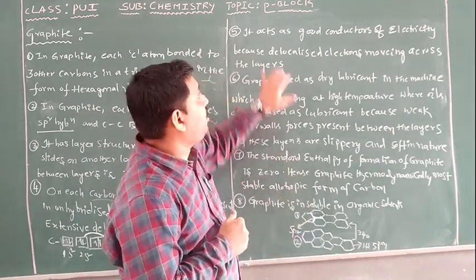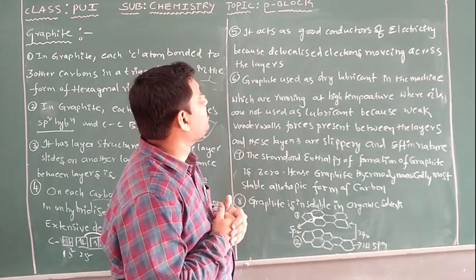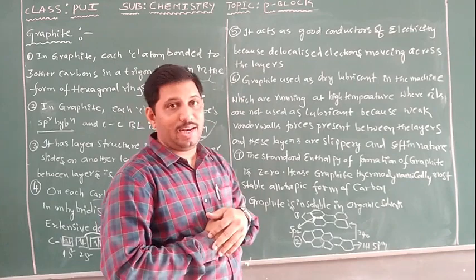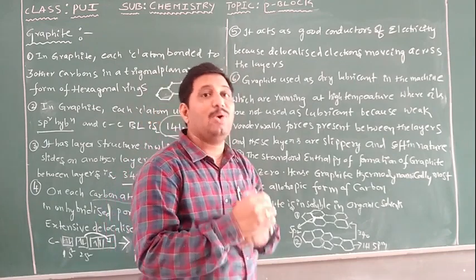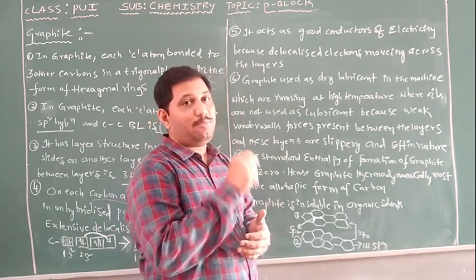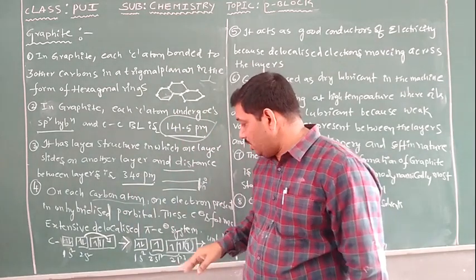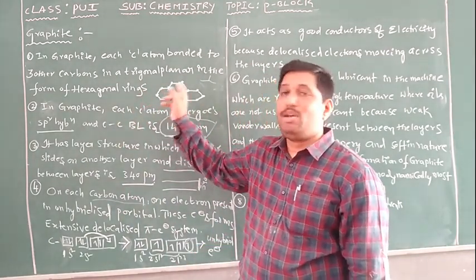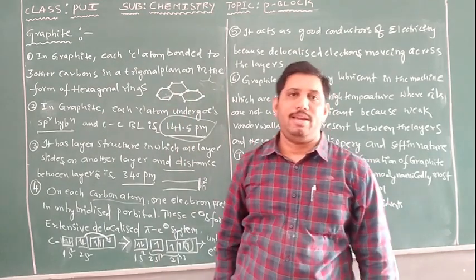That is, student, graphite acts as a good conductor of electricity because delocalized electrons are moving across the layer. That is the extensive delocalized pi electron system. The pi electrons, the 2pz electrons, are always moving across the layer.